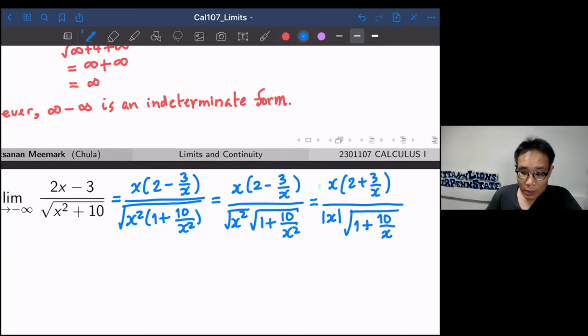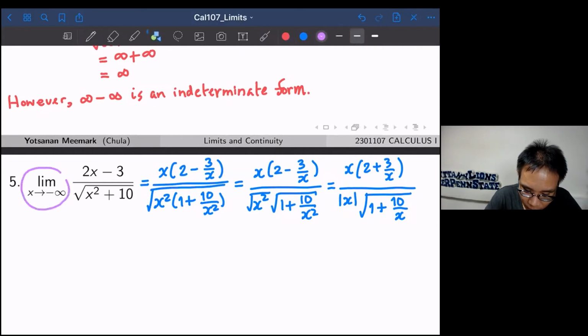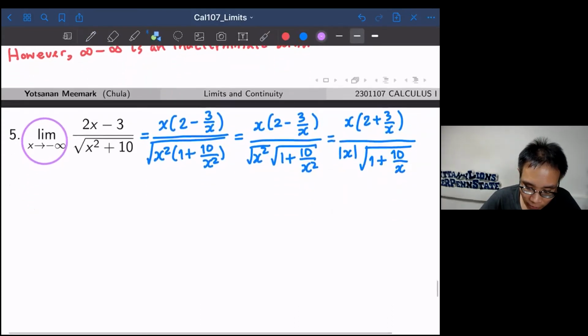Okay, and you see that you are not able to get rid of x and the absolute value of x like I mentioned earlier. However, you have to look at the behavior of your function. So you want to find the limit as x goes to negative infinity. Let's do that.